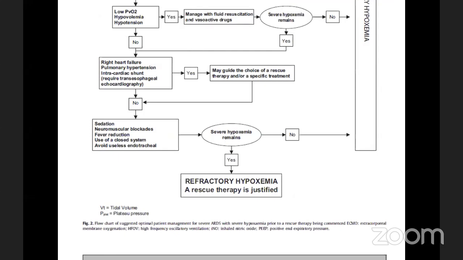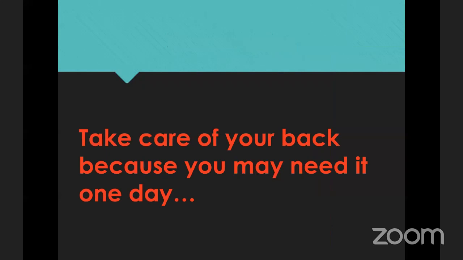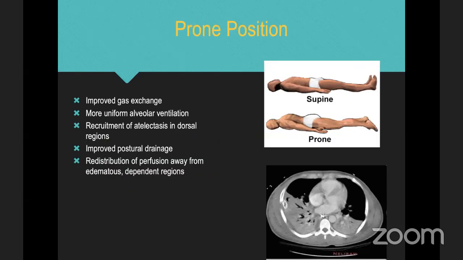As we mentioned just now, a PF ratio below 150 is an indication to go for muscle relaxant, and also you can go for proning. So take care of your back, because you may need it one day. Here is an example of the prone position. This is the supine, this is the prone position. Here is the CT in the supine position. See the consolidation here, because the pneumonia is filled with pus.